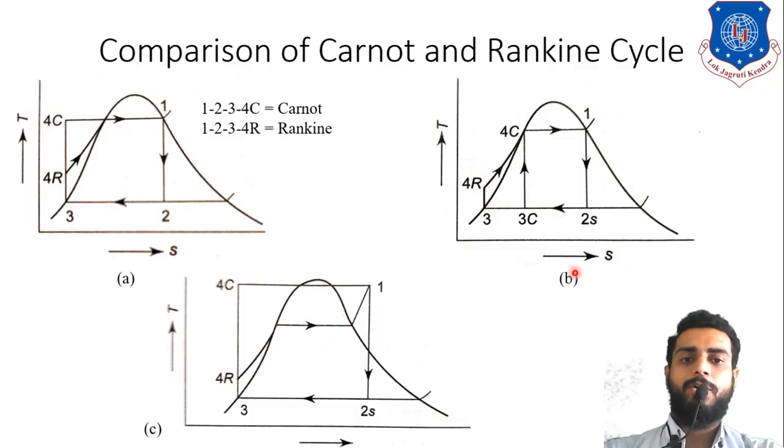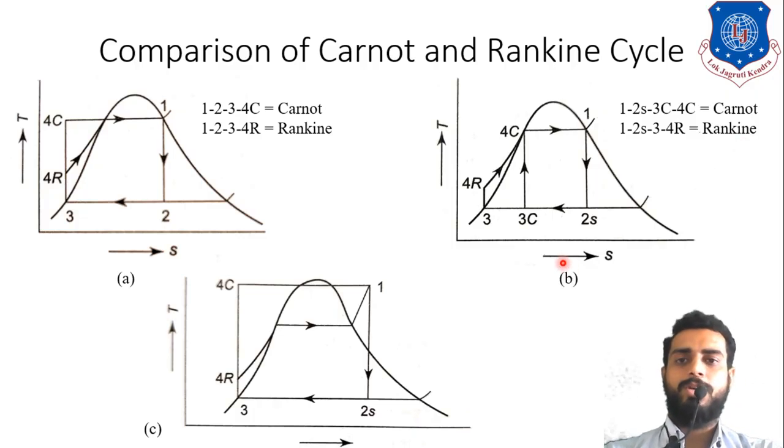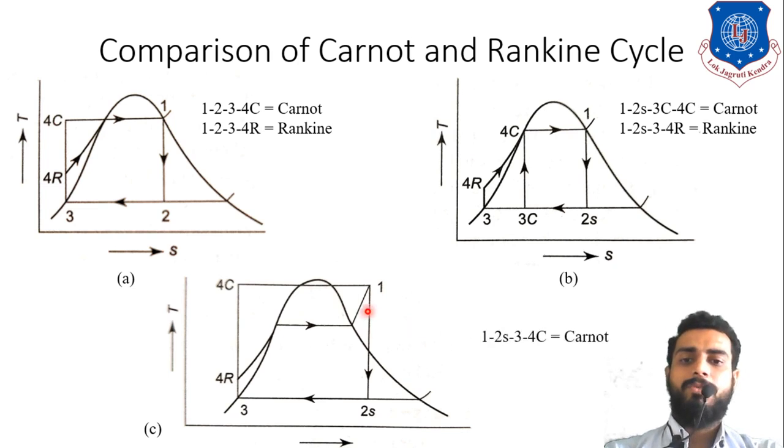Now further let us follow diagram B. So in diagram B, as you can see, first of all 1, 2S, 3C, 4C, 1, that will be Carnot cycle. Next 1, 2S, 3, 4R and 1, okay, that is known as Rankine cycle. I am just showing you which cycle is which one. Okay, next diagram C. So now you can identify 1, 2S, 3, 4C and 1, that is Carnot cycle, and 1, 2S, 3, 4R and back to 1, that is nothing but Rankine cycle. Okay, clear?